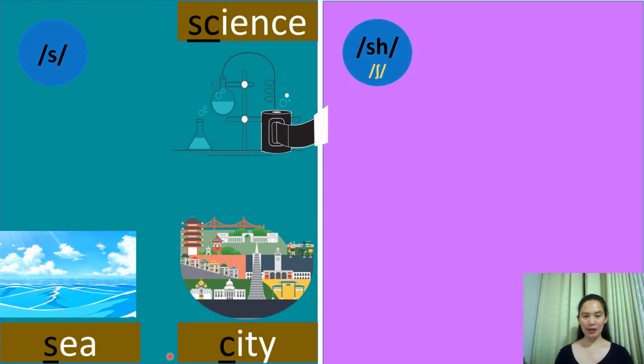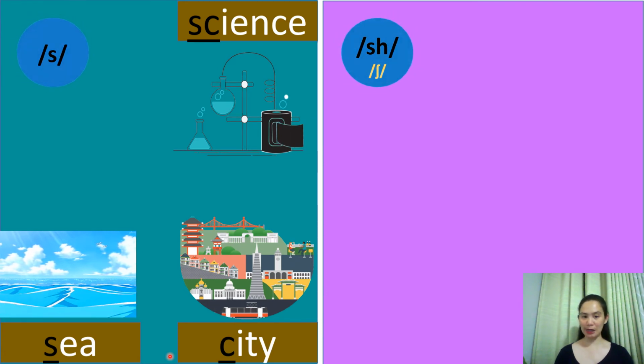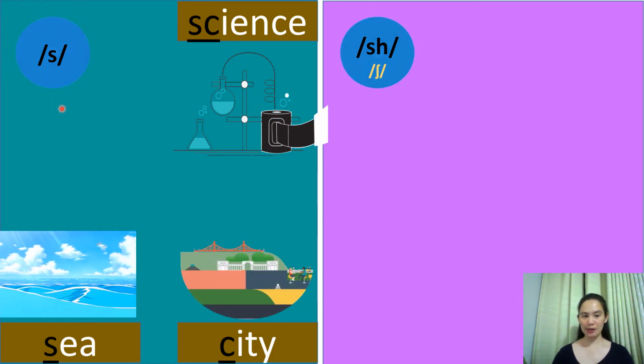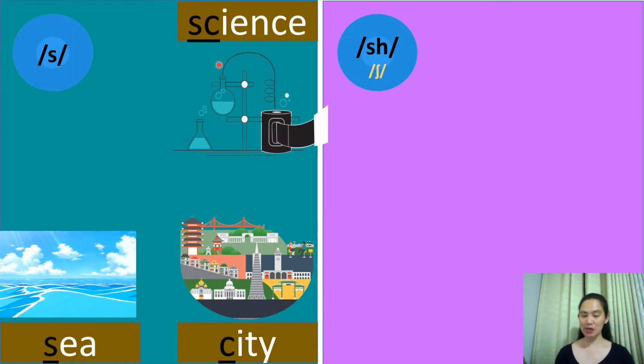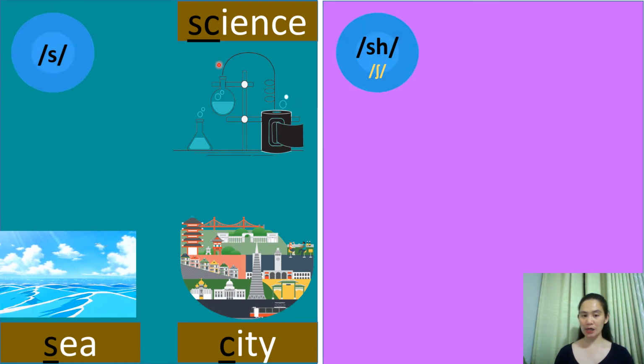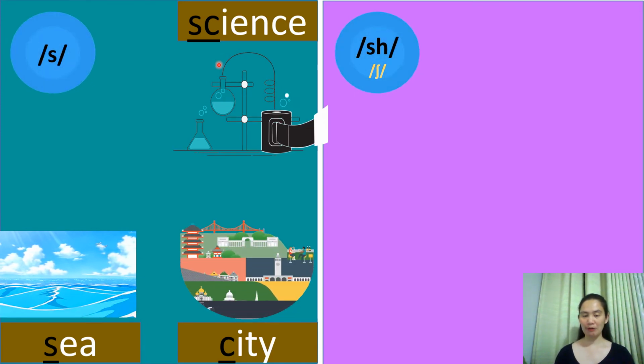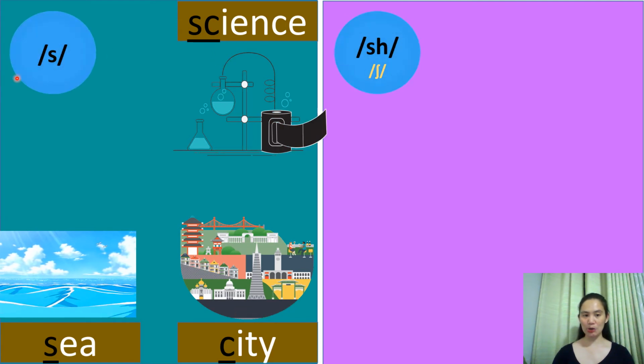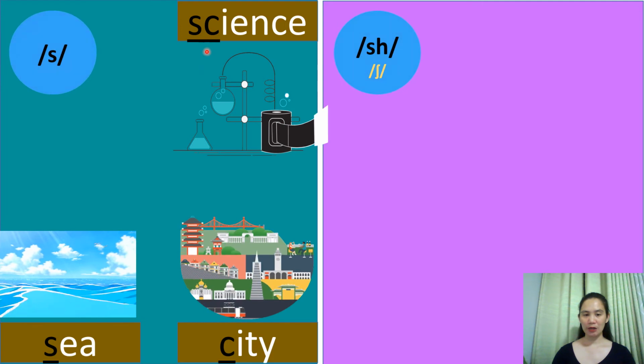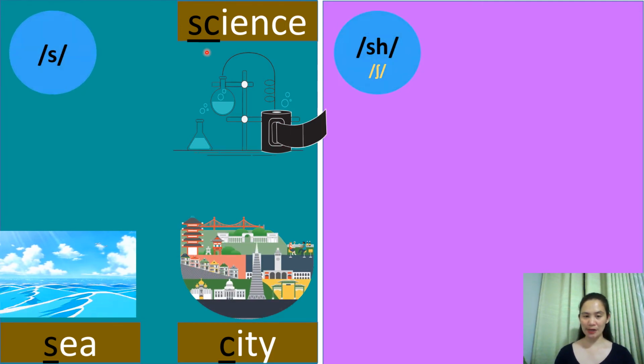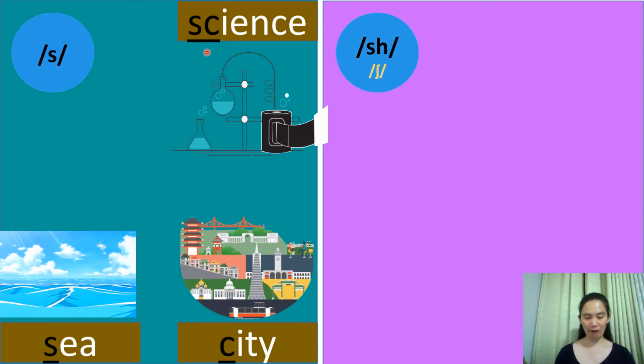Science. The SC at the beginning of the word science can sound like S, but can also sound like SK. But this time the SC sounds like S. More words with SC at the beginning of the word but sounds like S. We have the words seen and scent.